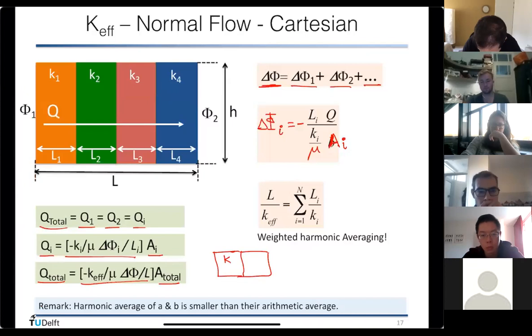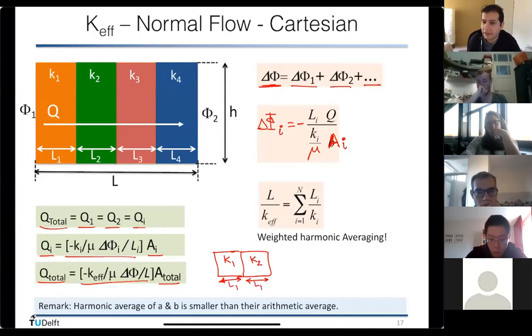One has K1, another has K2, permeability one, permeability two. They are with equal sizes. So this is L1, and this is L1. Both of them have the same size, L1. What would be the effective permeability between the two? What would be the K effective?